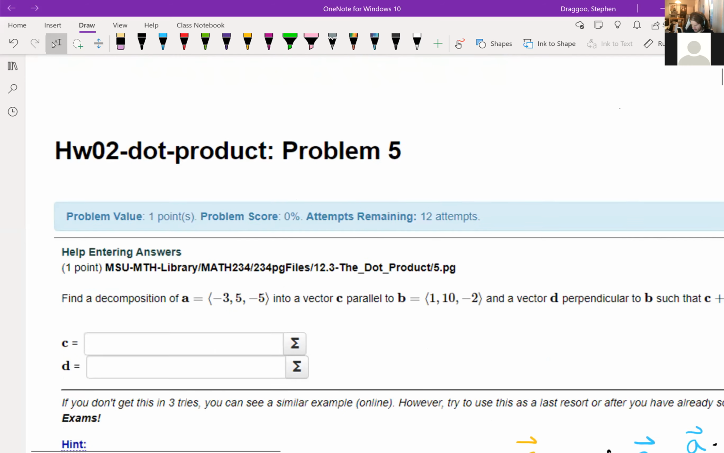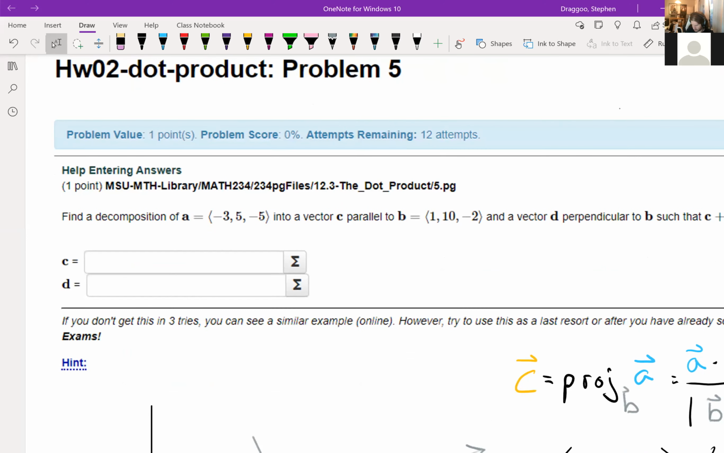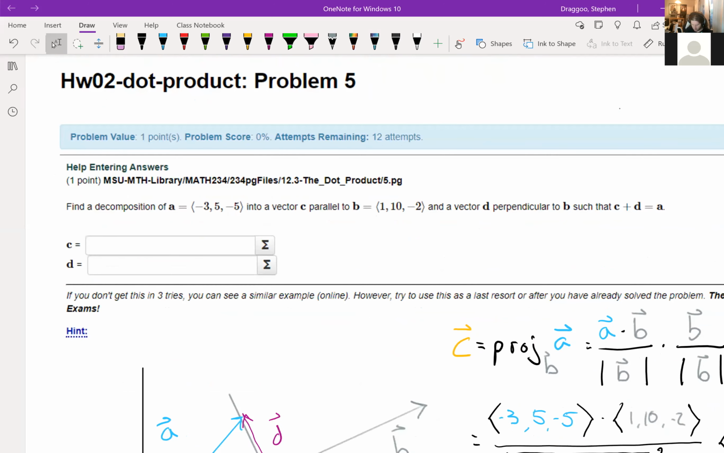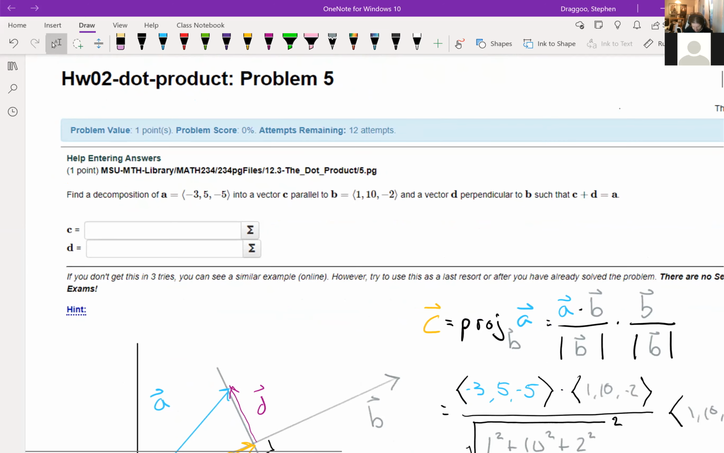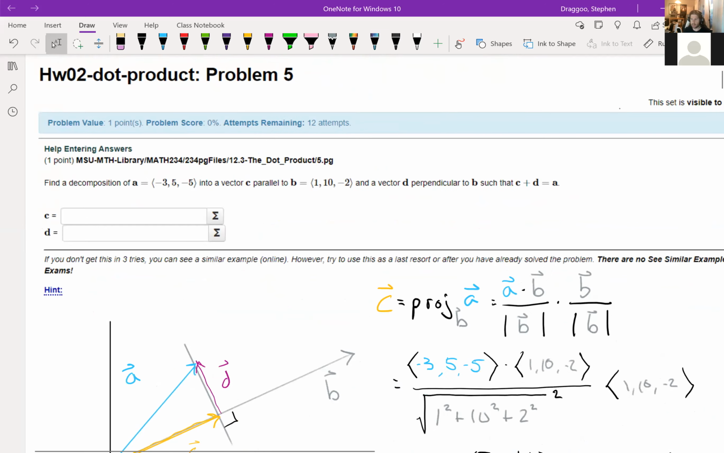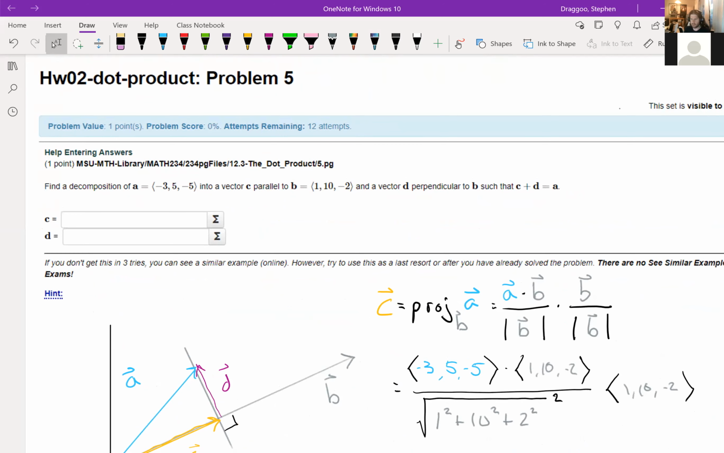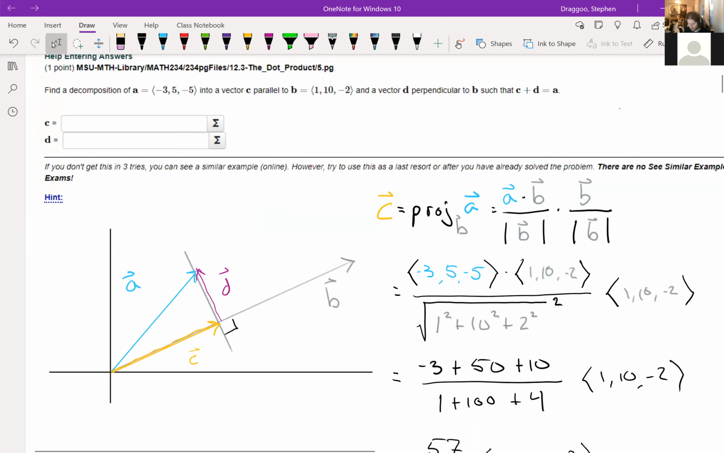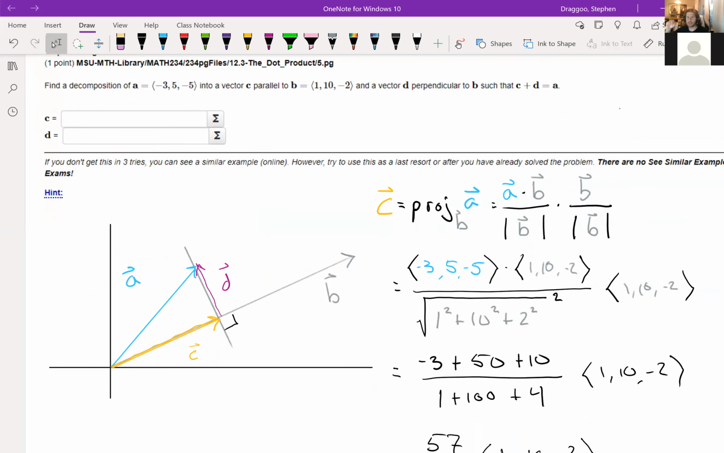All right. Next up, looking at projecting one vector onto another. This is one where I've done the work ahead of time, and I just want to talk about the highlights of what we're doing when we're projecting one vector onto another. I know we had quite a few questions about this early on in the course.